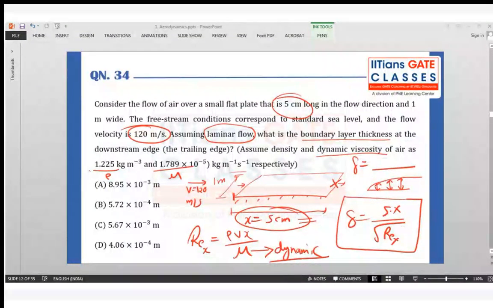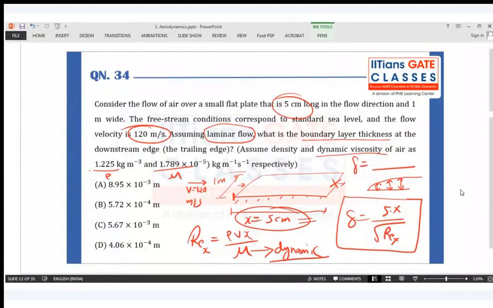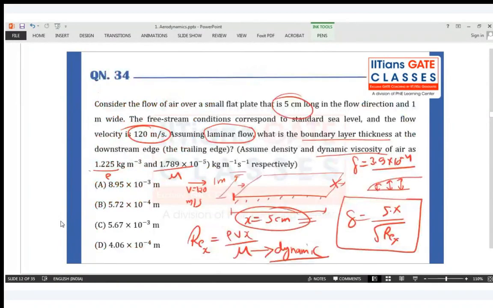Sir, I'm getting 3.9 into 10 to the power minus 4. Tell me your answer. 3.9 into 10 to the power minus 4. That is actually close to the last answer, but not sure. Let me verify. Well, actually, you are very close. I also got the same thing, 3.83. So that's the reason I want to do parallelly cross check you.